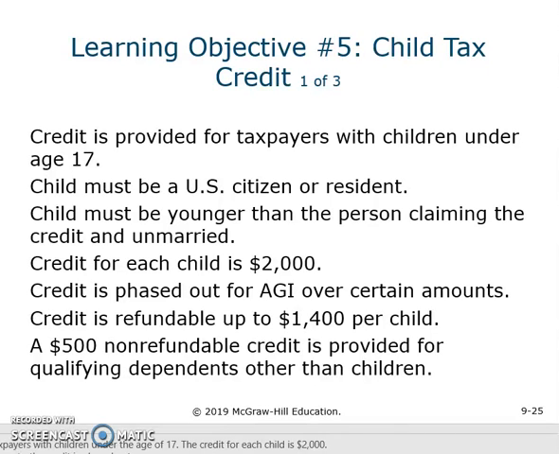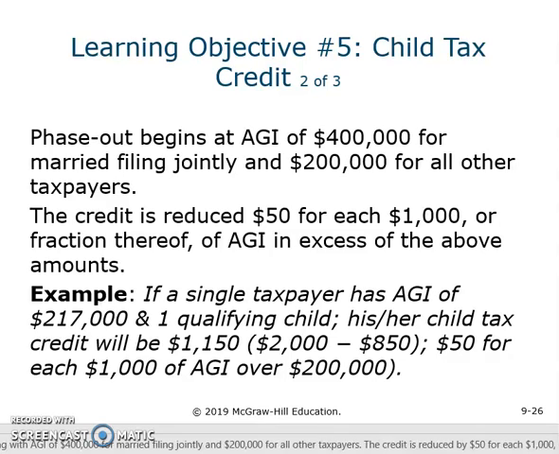The credit is phased out for AGI over certain amounts. The credit is refundable up to $1,400 per child. And there is a $500 non-refundable credit provided for qualifying dependents other than children, or children that are over the age of 17. The phase-out begins at AGI of $400,000 for married filing jointly and $200,000 for all other taxpayers. This phase-out period was drastically increased with the new tax law.